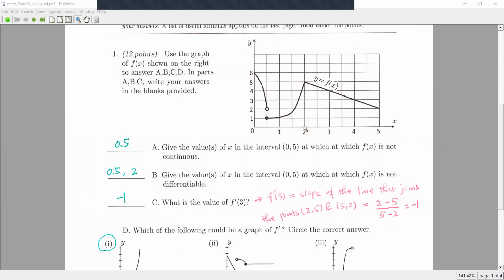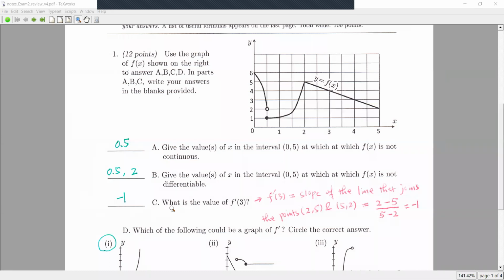At x is 2, the graph has a corner. At the corner, no tangent line, so no derivative. So at 0.5 and at 2, the function is not differentiable.